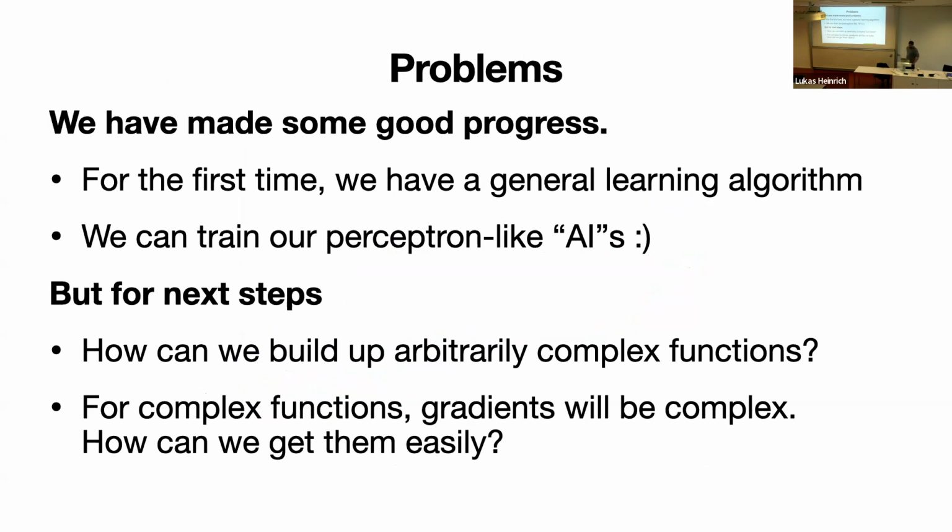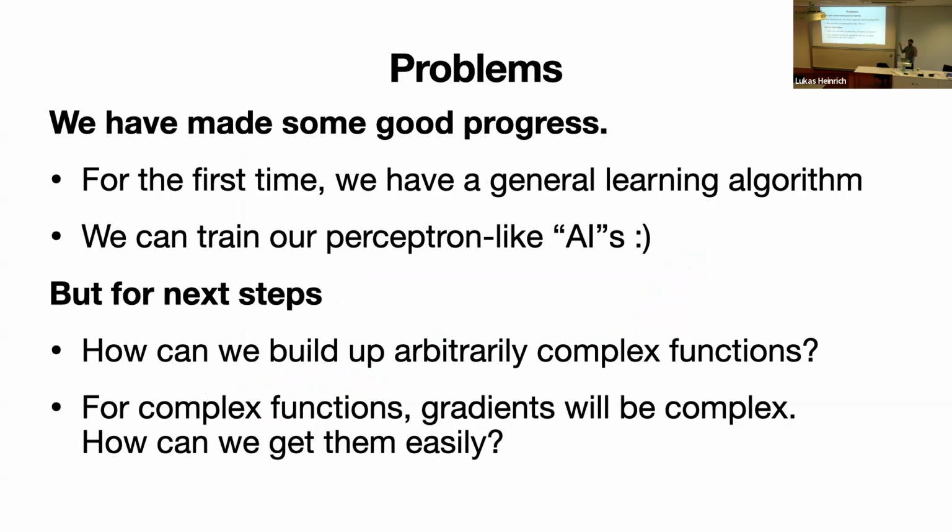Okay, so problems that remain. We made some good progress. For the first time, we can actually train artificial intelligences. We have our perceptron-like thing. But for the next steps, what we need is, how can we build up arbitrarily complex functions? I don't want to think about the data problem every time and say, okay, this might be a linearly separable problem, this might require a polynomial or so on.